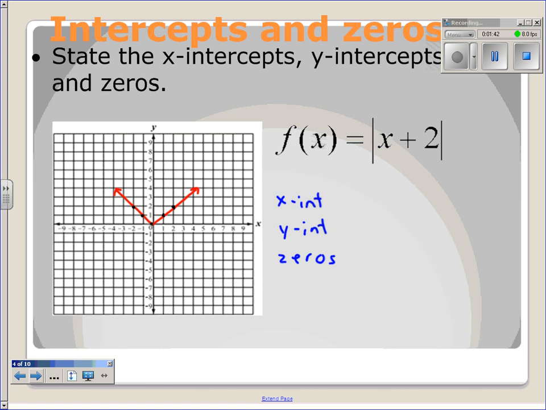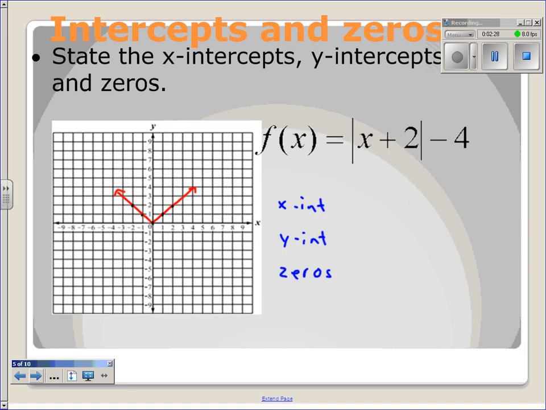This time we're going to shift left 2 units. I'm taking all 5 of my points and shifting left 2 units. My graph crosses the x-axis, or touches the x-axis at -2, 0. The y is at 0, 2. Very clear to see that on these graphs. So I'm just looking at the graph. And the zero is -2. I get that from my x-intercept, the x-coordinate.